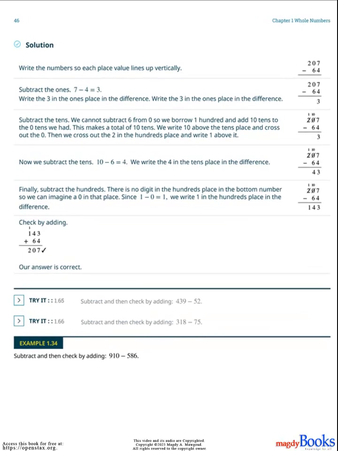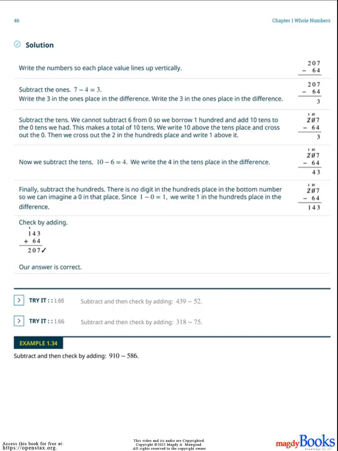Write the numbers so each place value lines up vertically. 207 minus 64. 2. 2.1. Subtract the ones. 7 minus 4 equals 3. Write the 3 in the ones place in the difference. 2.2. Subtract the tens. We cannot subtract 6 from 0, so we borrow 100 and add 10 tens to the 0 tens we had.